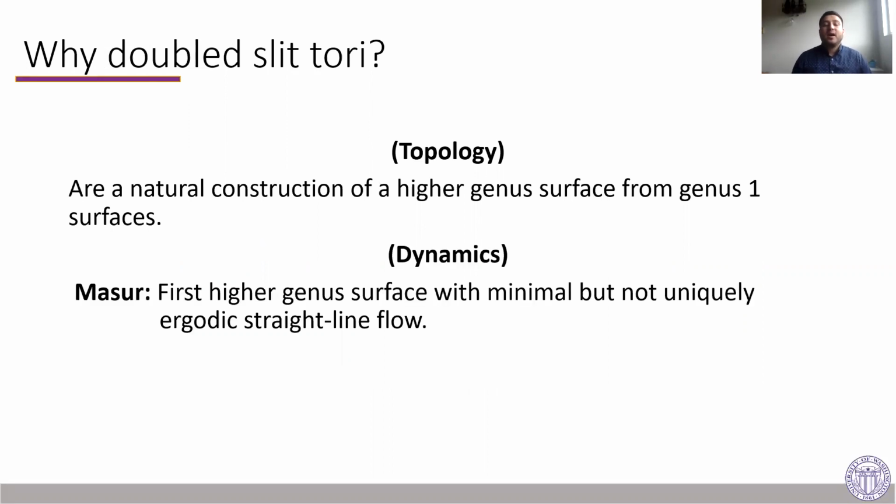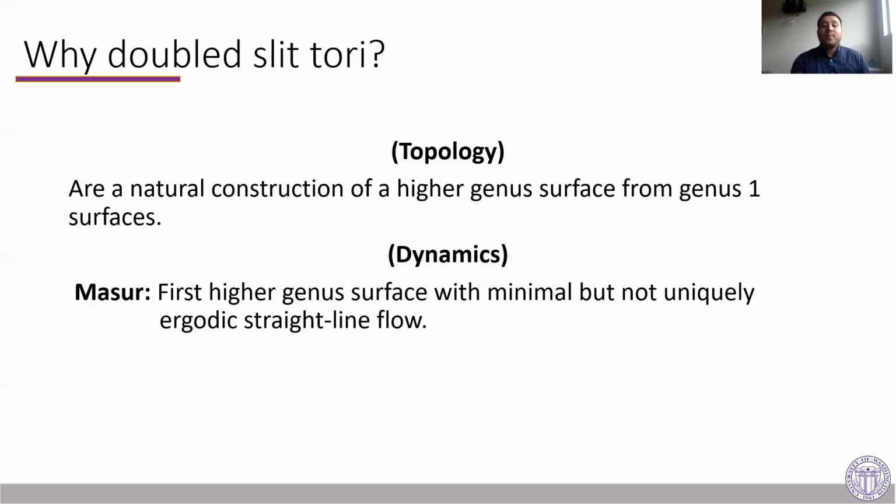Dynamically, these are interesting because they've provided the first higher genus surface that has a minimal but not uniquely ergodic straight line flow. This was a geometric interpretation by Masur of some work done by Veech previously. And so I won't define these words, right? This is dynamical motivation, but what I'm saying here is the following. If I'm standing on one of these double slit tori, there exists some direction so that if I start walking in that direction, then I'm going to see both tori. That's what minimal means, but I'm going to spend more time in one torus over the other, and that's what uniquely ergodic means.